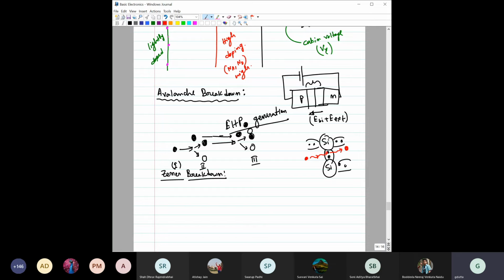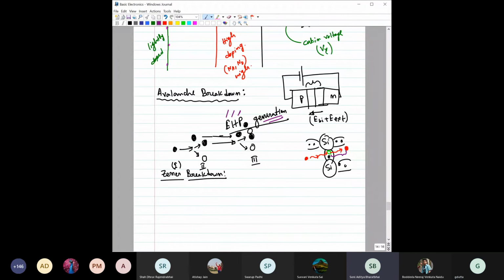So this electron is now here, and once this electron has been removed from this place, it will basically give rise to a hole in this position, right? So you can see once this electron collides with an electron in this covalent bond, it generates one hole and one electron. So this is called electron and hole pair generation.